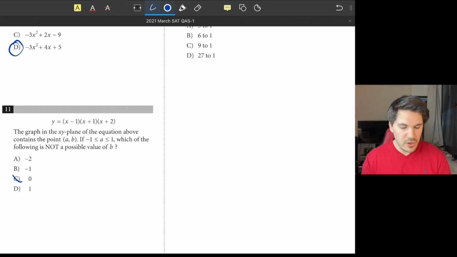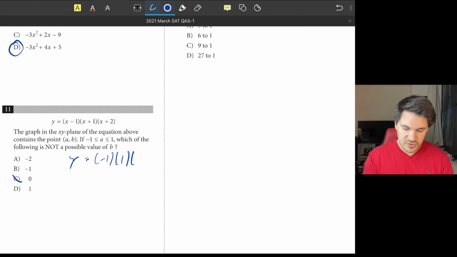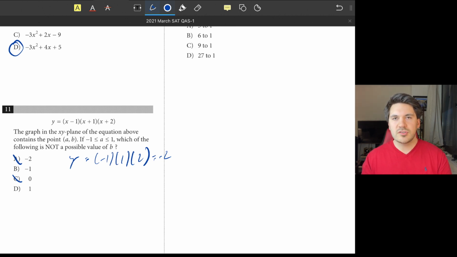Let's see what else we know. What if we plug in something else? What if we plug in 0? Well, if we were to plug in 0, this would become y equal to (0 − 1) so negative 1, times 1 times 2. So we would get negative 2, so A would work. So we're down to B and D. Now, the next step in answering this question is probably the hardest part. What we need to understand is that no matter what, 2 of these terms are going to be positive and 1 of the terms is going to be negative.